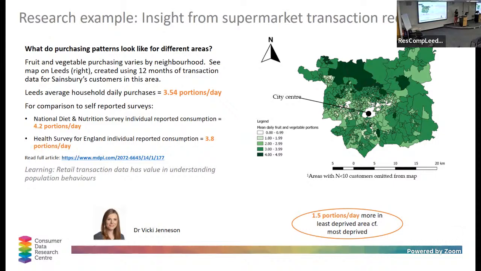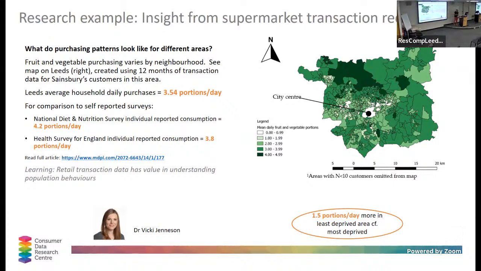Here is some work from Vicky Jennison's PhD, which was looking at purchasing patterns of fruit and veg across Leeds. Hopefully most people know a little bit about Leeds. On the right hand side, those northern areas are more affluent and rural, and we see, perhaps unsurprisingly, that there are more fruit and vegetable portions purchased in those areas. We also see that there's over 1.5 portions per day difference between the least deprived and the most deprived, and the average household purchase in Leeds was just over 3.5 per day.